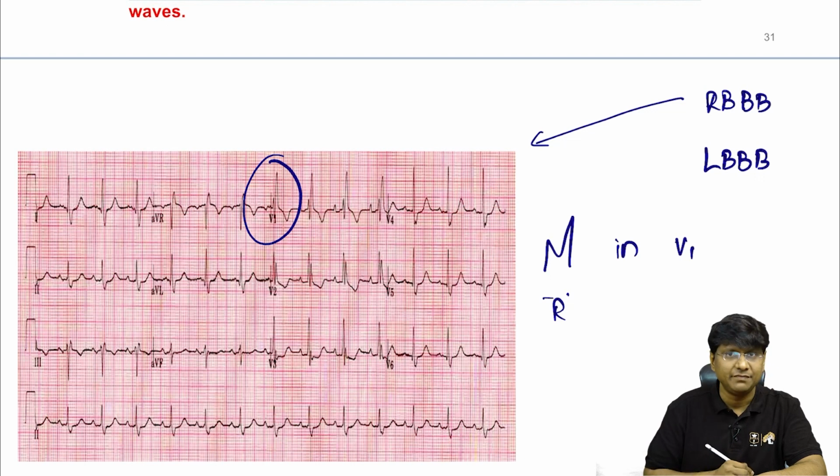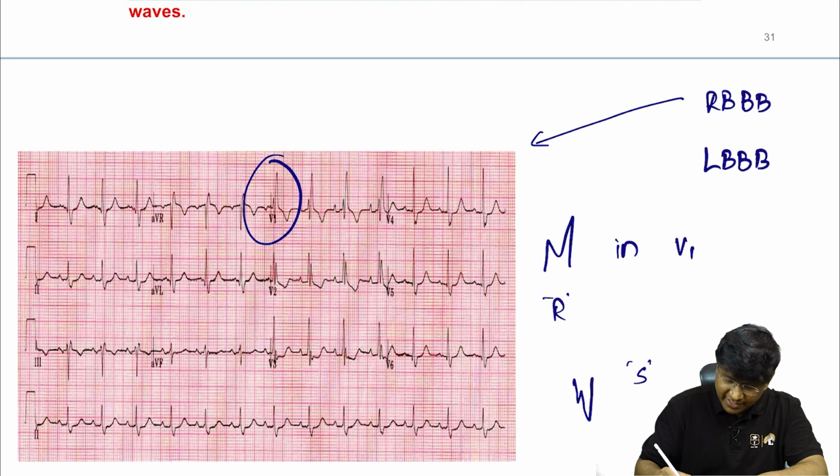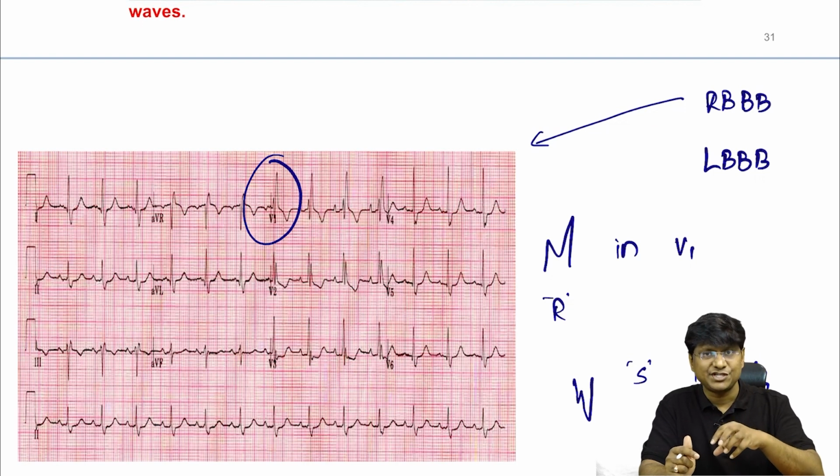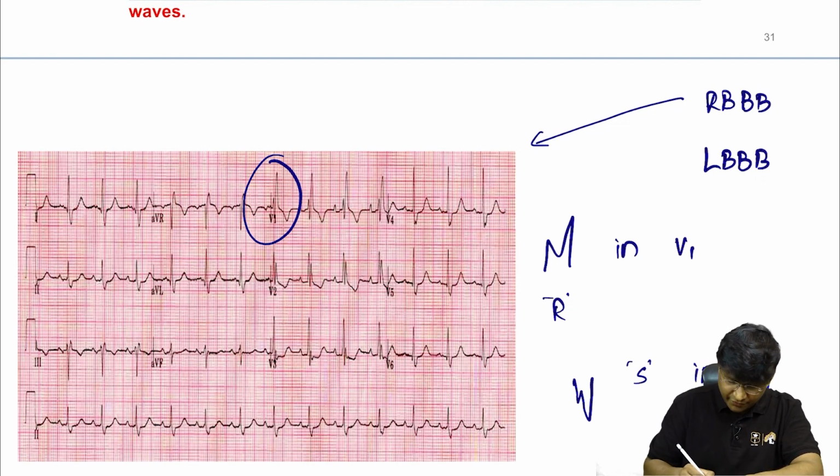M-shaped R wave in V1, right? Or you should have W-shaped S wave in V6. Right, W-shaped S wave in V6. So this will be the ECG changes in case of right bundle branch block, whereas you take in cases of the left bundle branch block.